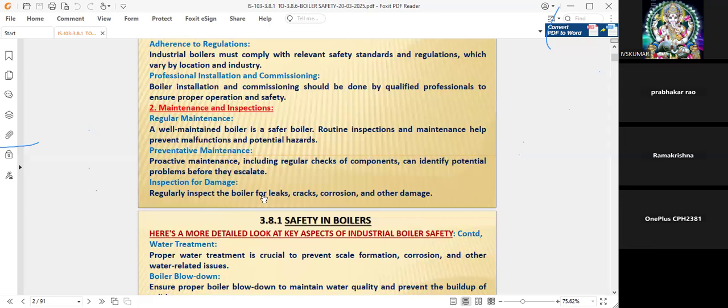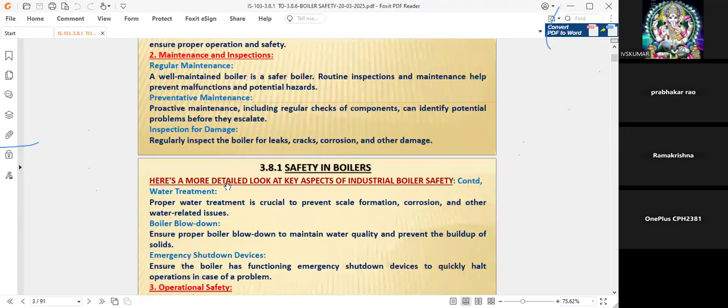inside. They go in wearing boiler suits, verifying for leaks, cracks, corrosion, and other damage also. Every person who is going inside is a qualified person. That means we have to take the opportunity of the maintenance.